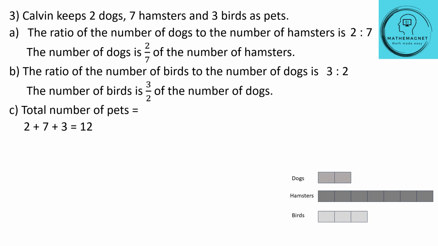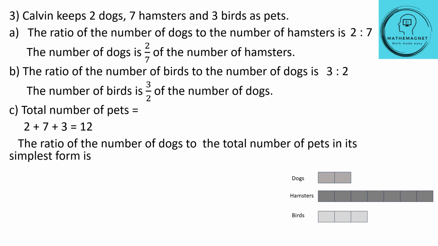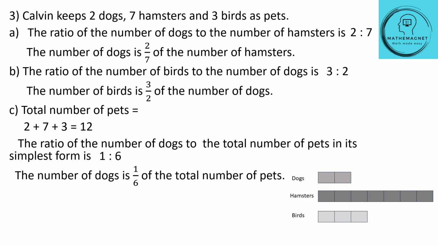Total number of pets is 2 plus 7 plus 3, that is the sum of all the units. So that is equal to 12. So the ratio of the number of dogs to the total number of pets in its simplest form will be 2/12, which is equal to 2:12, which is equal to 1:6. The number of dogs is 1/6 of the total number of pets.